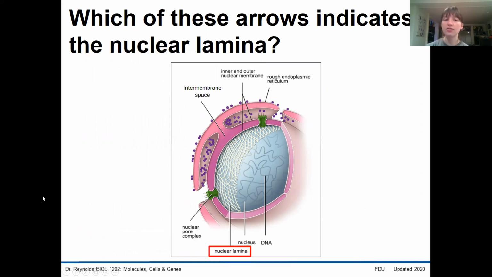Good. Here's our nuclear lamina, that protein network which is found underneath the surface of the nuclear envelope and providing additional shape and support to that nucleus.